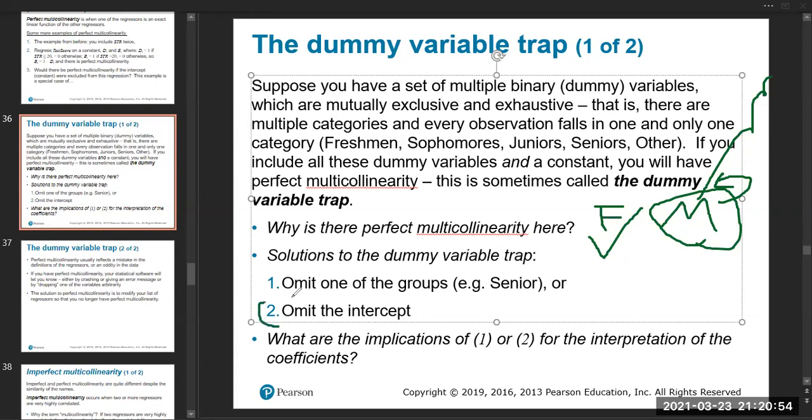Another example is to omit the intercept. This one is not really recommended, but you should know that this is another solution. Not recommended, but useful. I don't really imagine in what situations it's very useful, but it is one of the solutions. Usually we just throw one of them out.